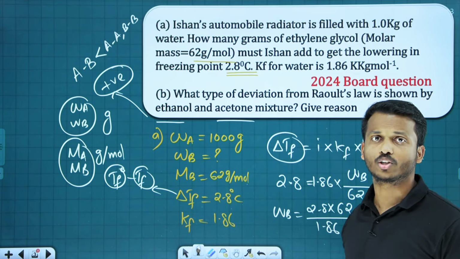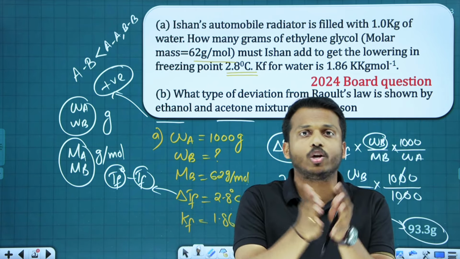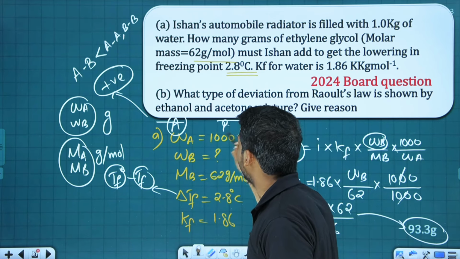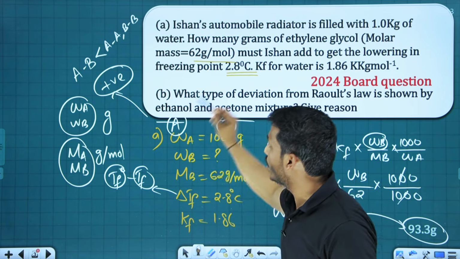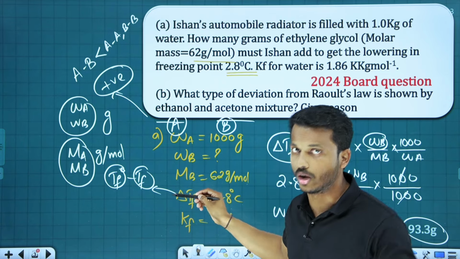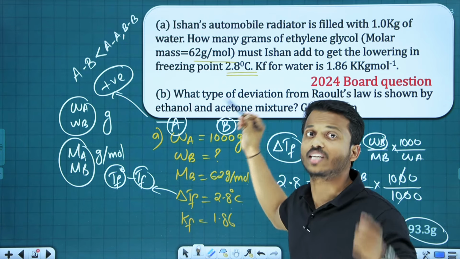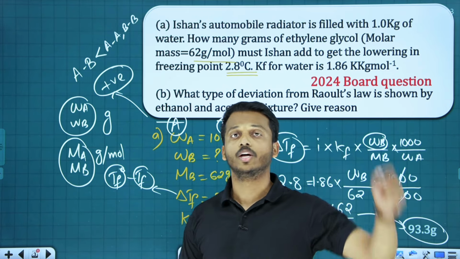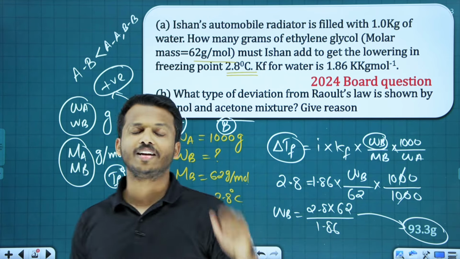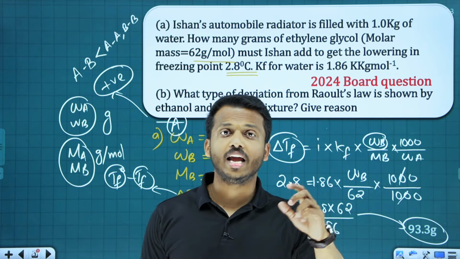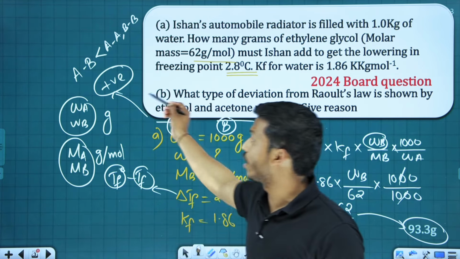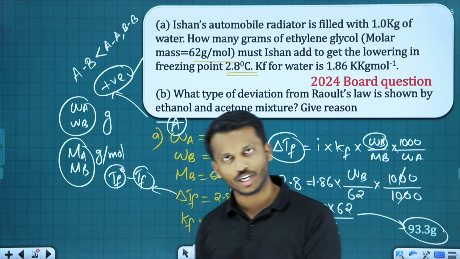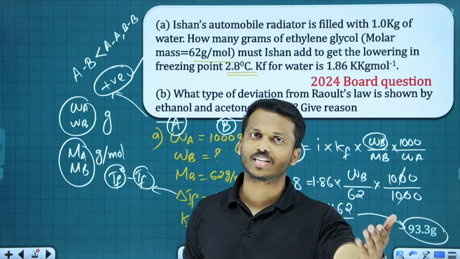So the question, what type of deviation from Raoult's law is shown by ethanol and acetone? Because when you mix ethanol and acetone, suppose you consider ethanol is A component, acetone is B component. The ethanol interaction is stronger, the acetone interaction is stronger, but ethanol and acetone interaction is weaker. Therefore, AB interaction is weaker than AA and BB interaction. Therefore, it follows which type of deviation from Raoult's law? Positive deviation.